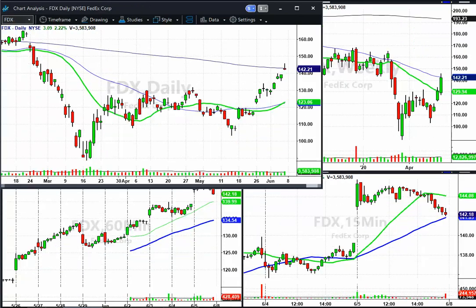FedEx, this is another one I like as a short idea. You can see the 20 period on the weekly chart, the 40 period, it just came above it. Big candle. Volume was bigger here on Friday. You'll notice a gap up. You'll notice the topping tail right here at the 200 period moving average. You've got a resistance point here that it actually breached and came back down. I like this as a short opportunity. Day trade and swing trade with a setup.